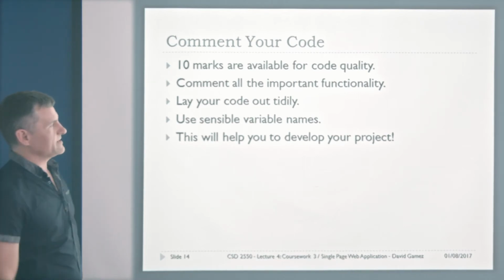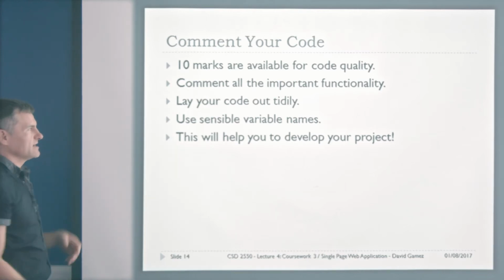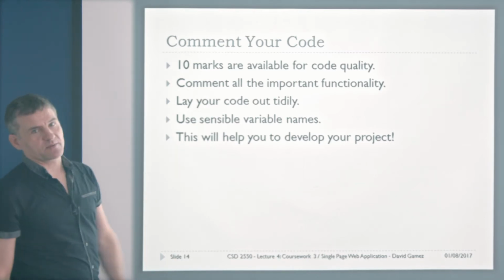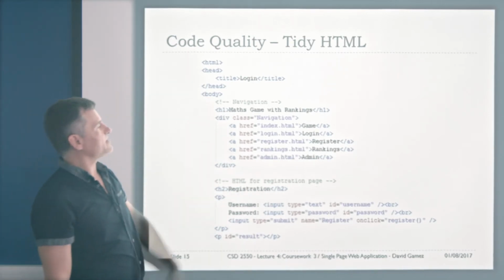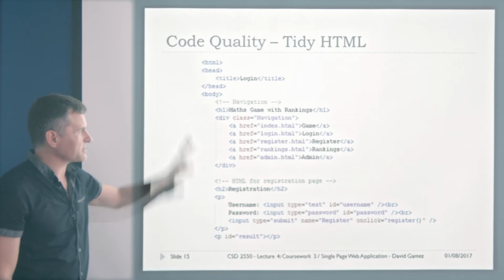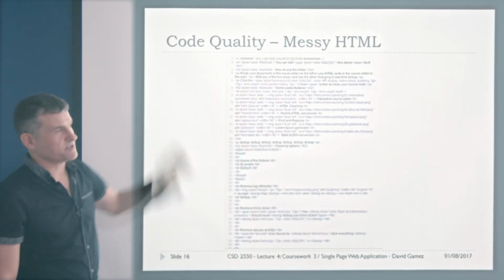10 marks for code quality. So comment the important functionality. Lay out your code tidily. Use sensible variable names. This will help you develop your project. So, that's my tidy HTML example with the comments, neat layout, indentation, and so on and so forth. That's my messy HTML example, 0 marks for messy HTML.